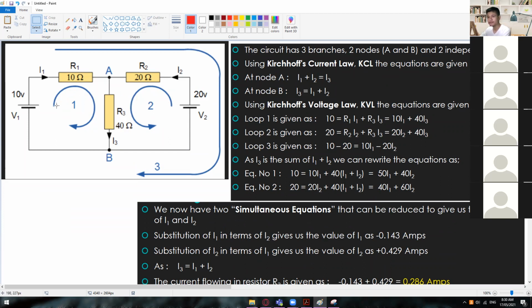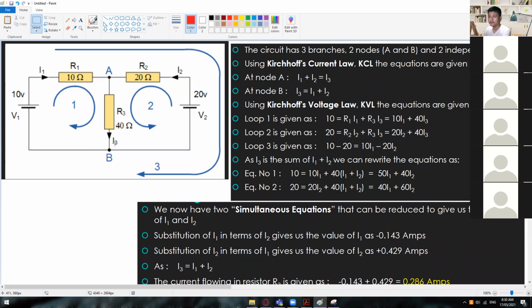So we have the circuit right here. We have 10 volts, another voltage source right here, which is 20 volts, and then another. So we have components right here, R1, R2, and R3, and then their values. So we have this current right here for the R1, and then another current right here for the R2, and then they will meet on this node coming up with another current which is I3.